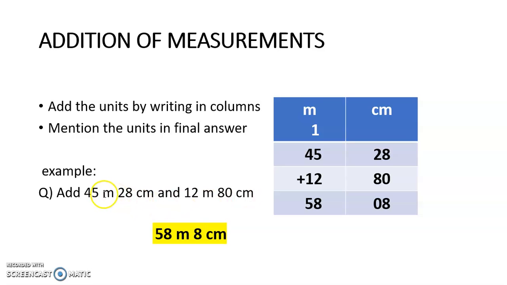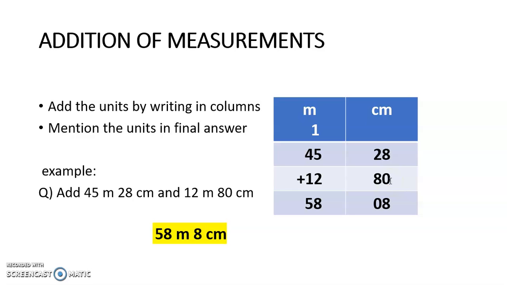We can see here we have meter and centimeter, two different units that we have to add. So we will make two different columns, meter column separate, centimeter column separate, and then write down these numbers very carefully in these columns. Let us write 45 meter 28 centimeter plus 12 meter 80 centimeter.